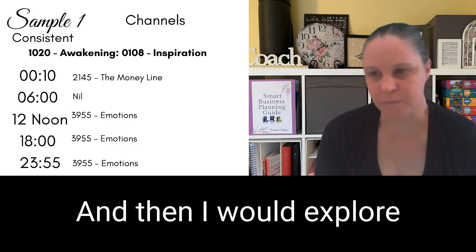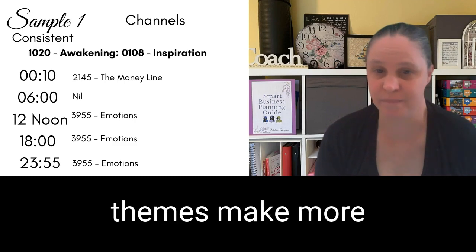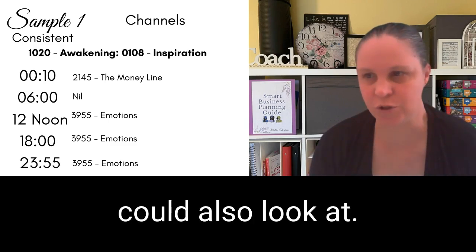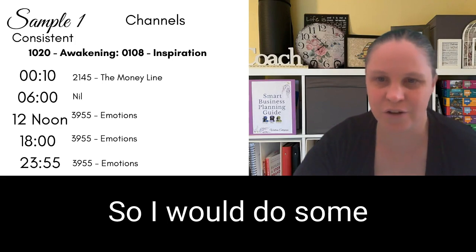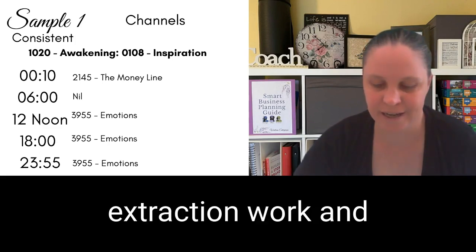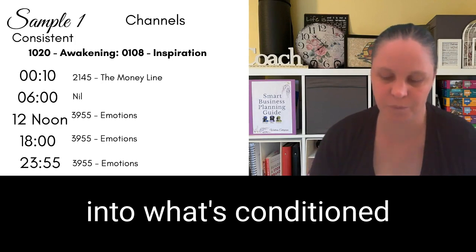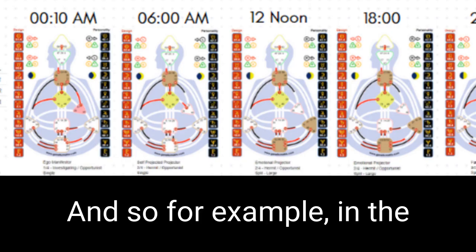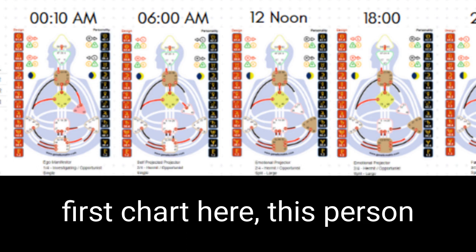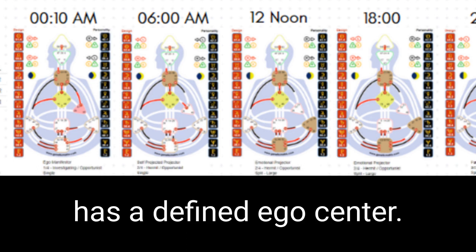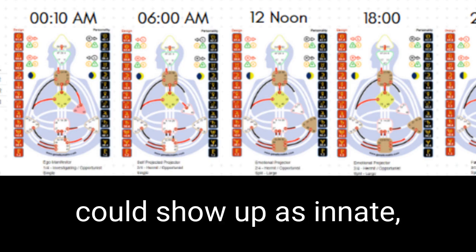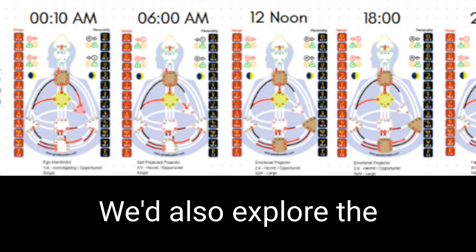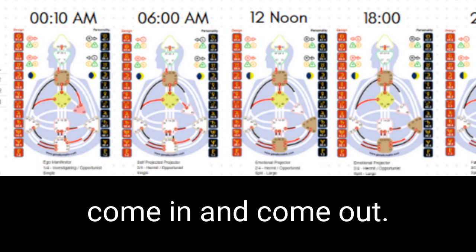And then I would explore with them which of the themes make more sense for them, which of the strategies make more sense for them. And then we could also look at the different defined centers. So I would do some extraction work and using my intuition to tap into what's conditioned and what's innate. And so, for example, in the first chart here, this person has a defined ego center. Now, that can show up as a conditioning or it could show up as innate. And so we'd explore the ego center together. We'd also explore the root and the emotion center because they come in and come out.